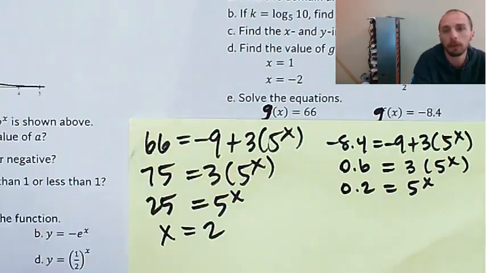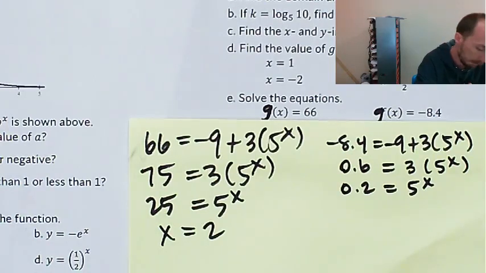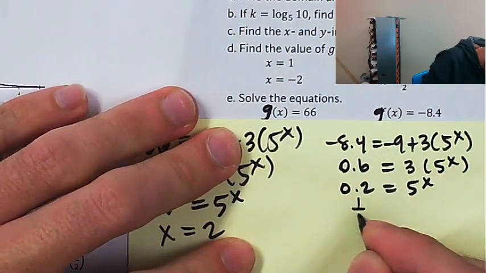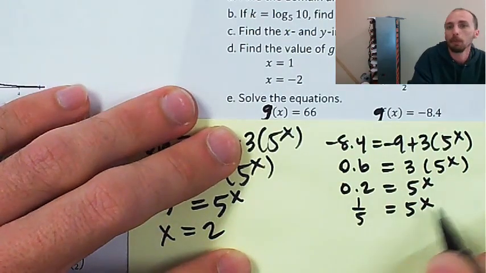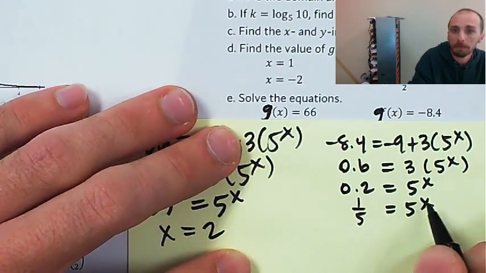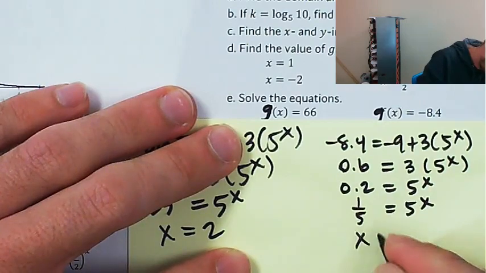Now, this might be one you can solve with your eyes, but it might not be. Okay, what you would need to know is that 0.2 is 1/5. And how you would come to that if you didn't just immediately know it is that you would need to know that 0.2 is 2 over 10. 2 over 10 can be reduced to 1 over 5. So I'm going to say 1/5 equals 5 to the x. This is one we can solve with our eyes. Okay, what exponent do I put on 5 to get 1/5? x equals negative 1.